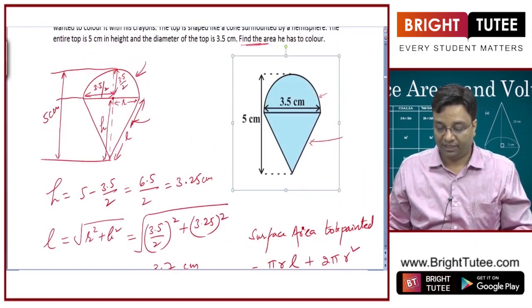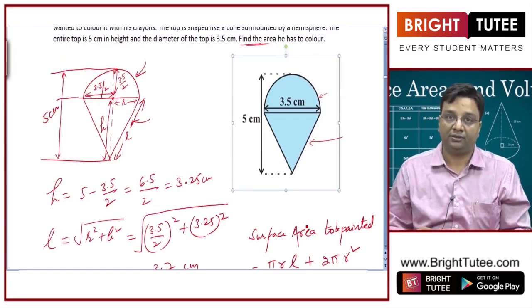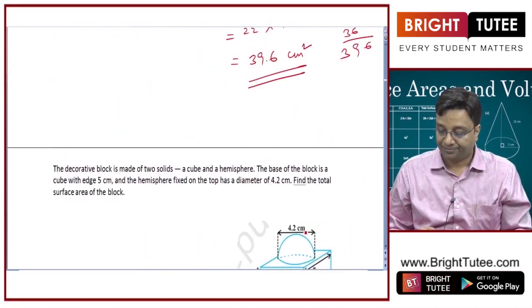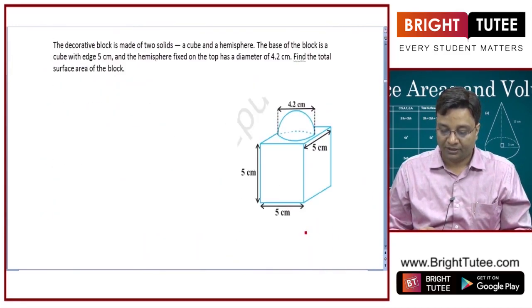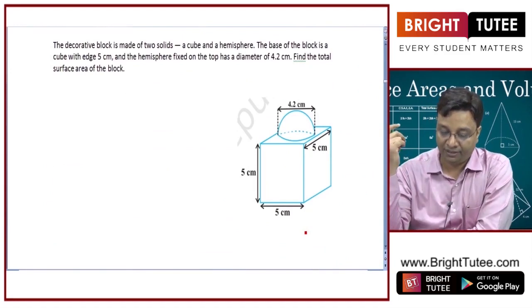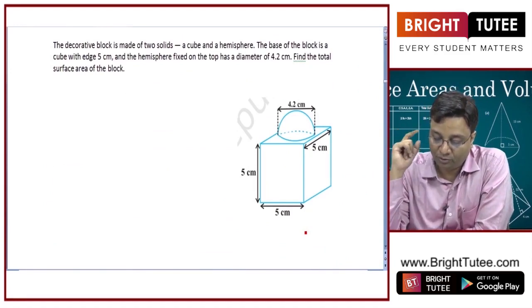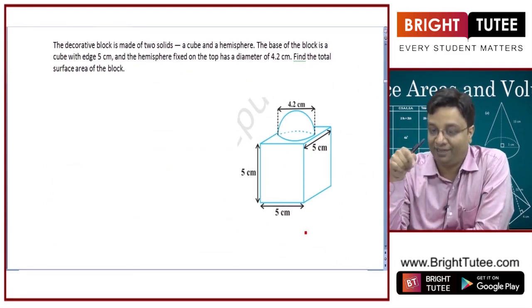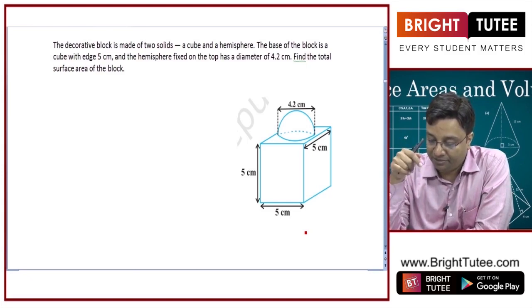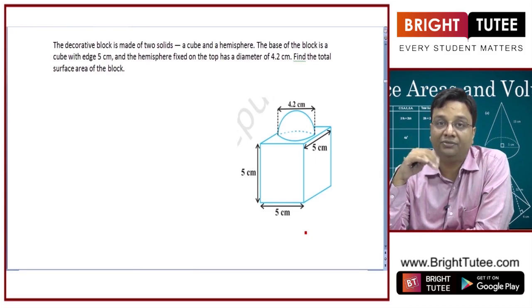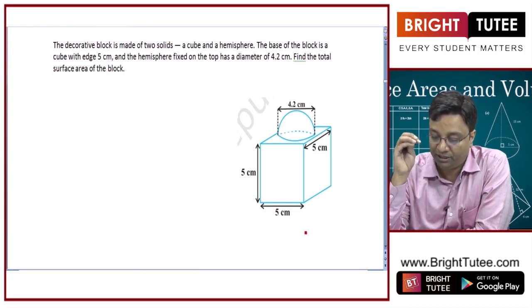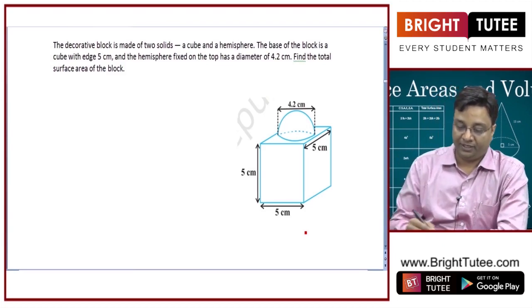So this is how you will calculate areas of combinations of solids. There is another question where we have got a decorative block made of two solids, a cube and a hemisphere mounted on it. The base of the block is a cube with edge 5 cm and the hemisphere is fixed on the top. It has got diameter 4.2 cm. Find the total surface area.